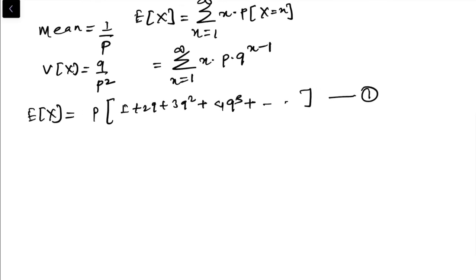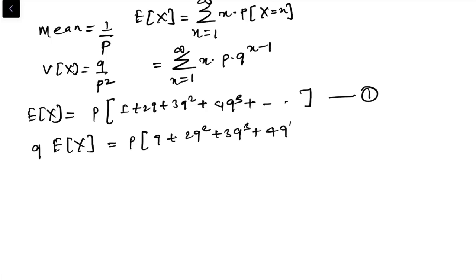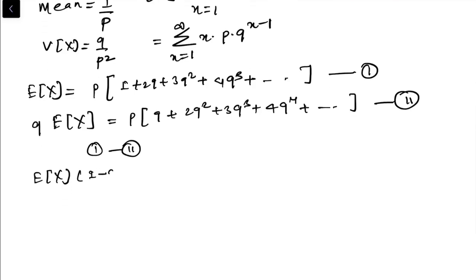Now let's multiply equation 1 with q on both sides. So pq plus 2q square, 3q cube, 4q to the power 4, and so on. Say this is equation 2. Now subtracting equation 2 from equation 1, we'll get expectation of x times 1 minus q equals to p. Let this 1 be as it is, and then we can subtract these terms. So this is q plus q square plus q cube plus q to the power 4, and so on.